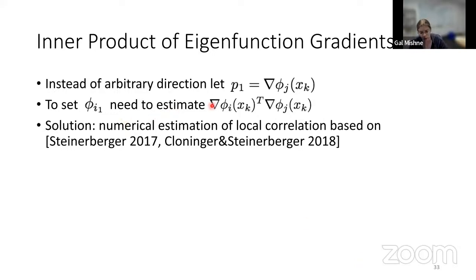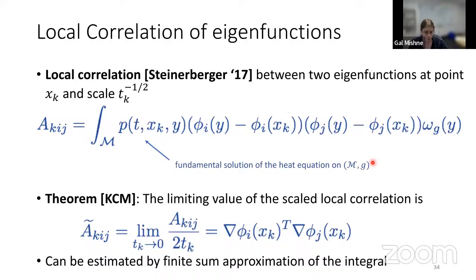And we need to be able now to estimate the inner product between the gradients of two eigenvectors at a point. In order to do this, we did a numerical estimation of local correlation based on prior work by Stefan Steinerberger in 2017 and 2018. What Stefan showed is that you can calculate the local correlation between two eigenfunctions at a point and for a given scale using the fundamental solution of the heat equation on the manifold. And then in our paper, we got a discrete estimate of this by a finite sum approximation of the given integral, which in the limit then gave us the inner product between the gradients of the eigenvectors at a point. So we can now use this in order to find subsets of eigenvectors that are locally orthogonal to each other at a point.